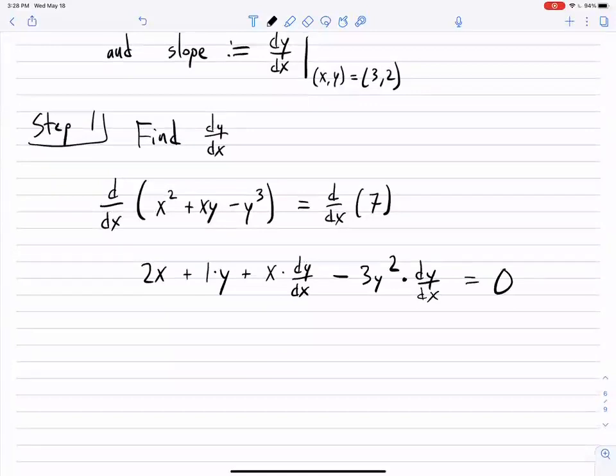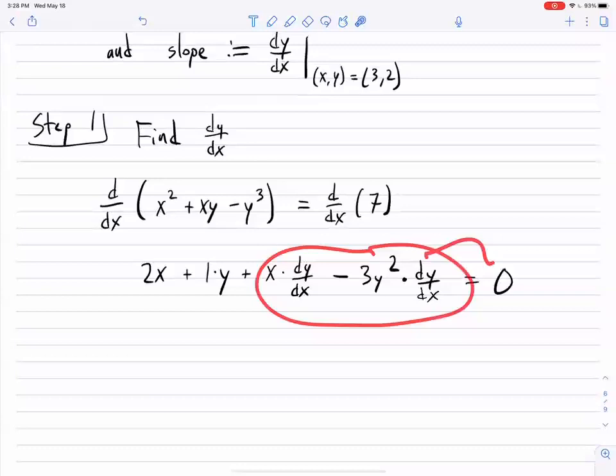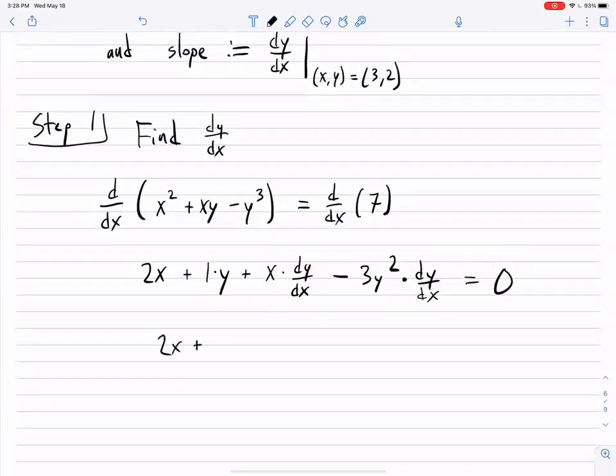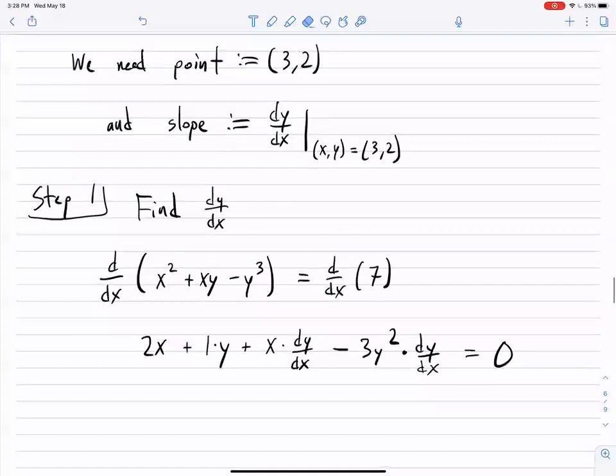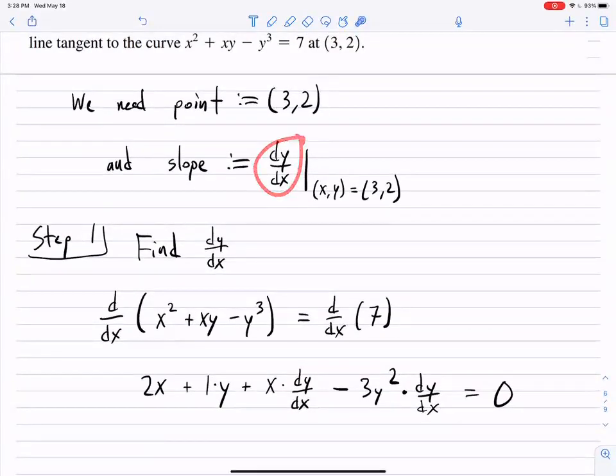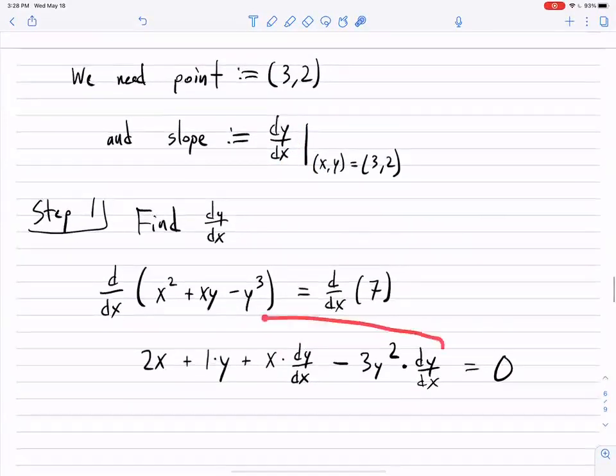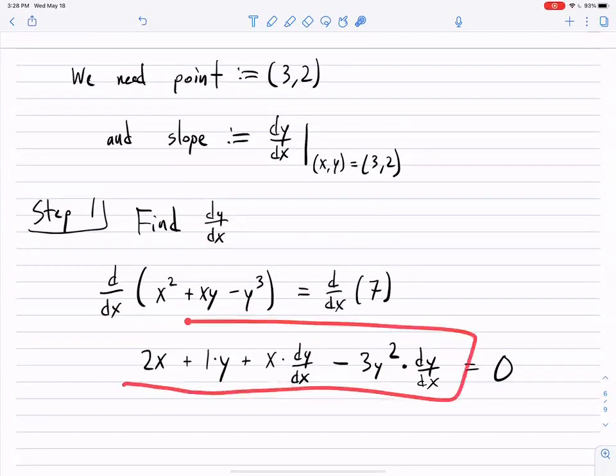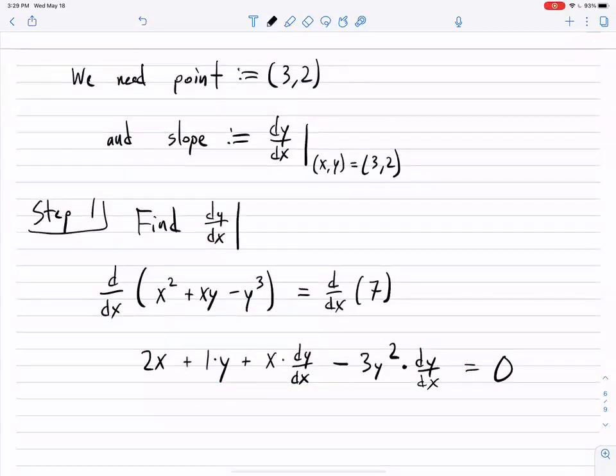And then the next step is to move the stuff with dy dx to one side and keep the other stuff on the other. So 2x plus y equals, but actually I'm going to do something clever here. Because actually I don't need the expression for dy dx. I need dy dx evaluated when x, y is equal to 3, 2. This expression right here has x, y, and dy dx. And so what I could really do is just plug in the numbers right now and then solve. So I want to find this actually when x, y is 3, 2. So that's not even step 1. What we need to do is find that.